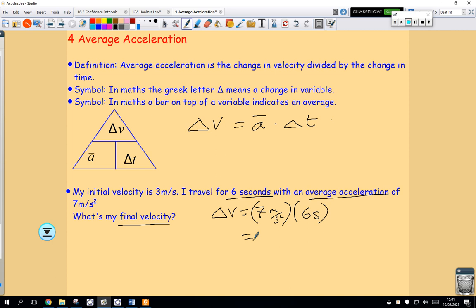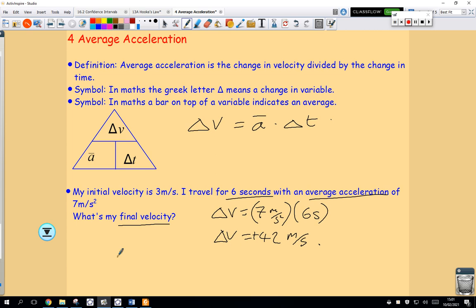7 sixes, 42 meters per second squared multiplied by seconds. Well, that's just giving me meters per second. So my change in velocity is 42 meters per second. Notice that's positive. That means my velocity has increased by 42 meters per second.